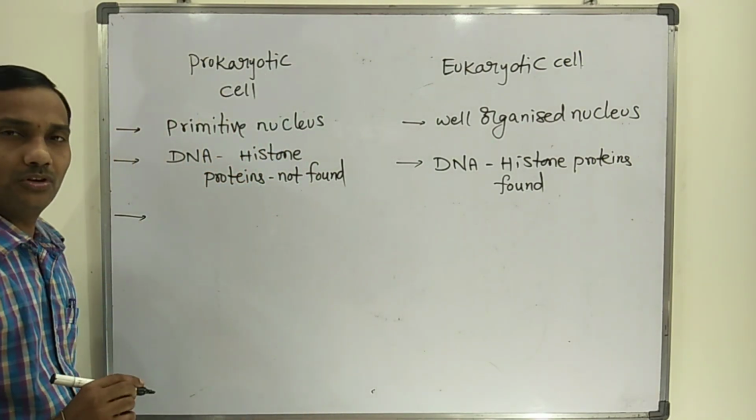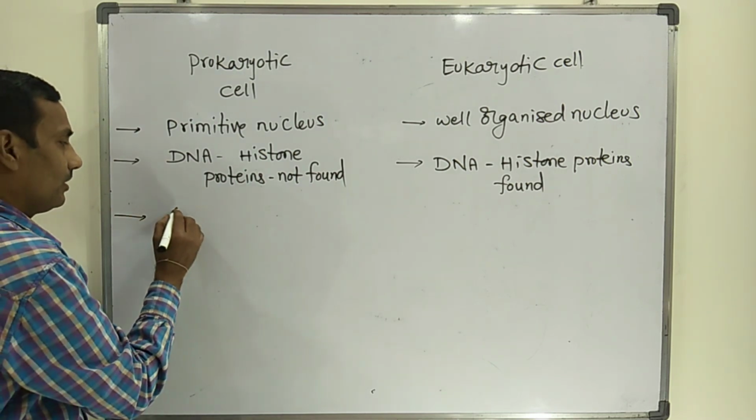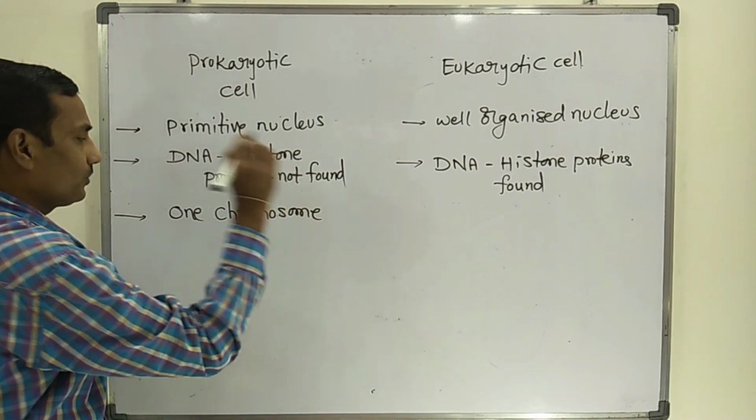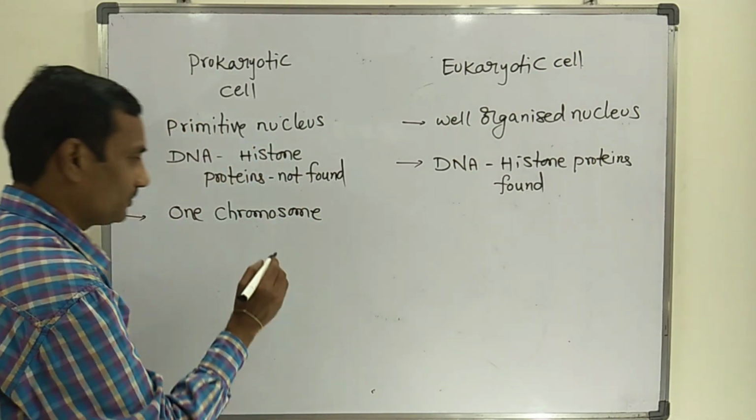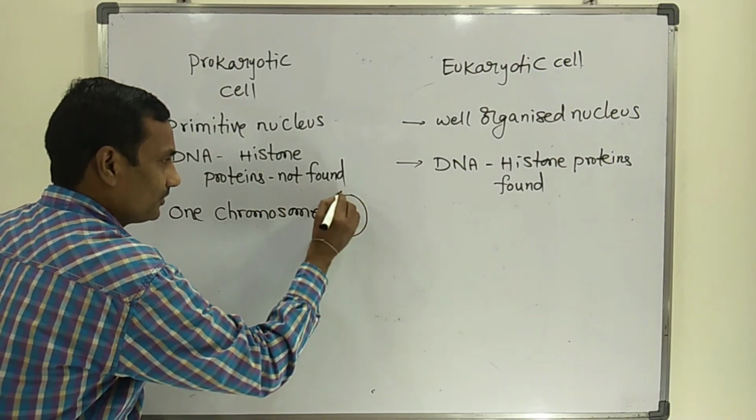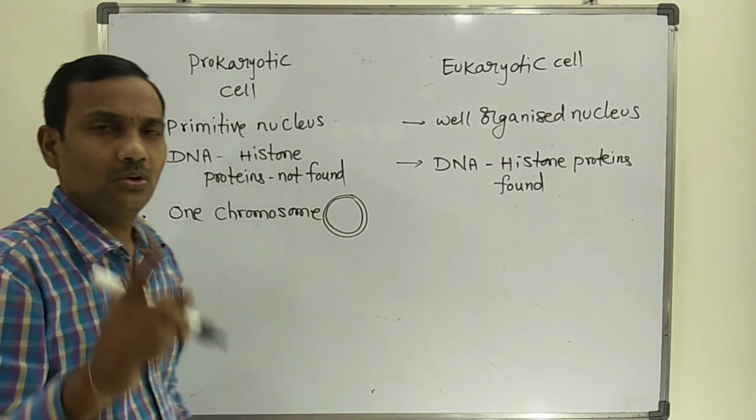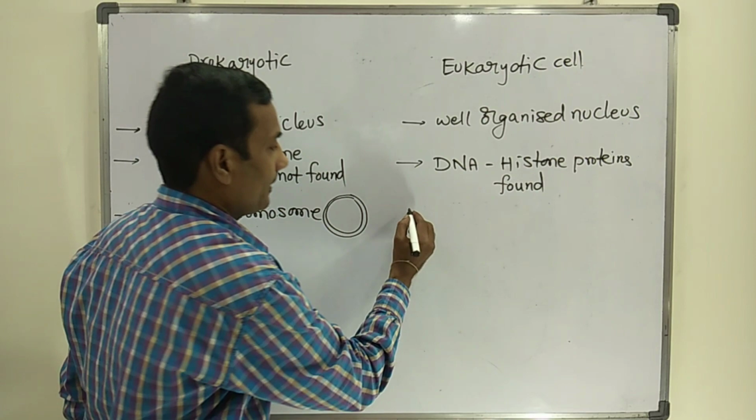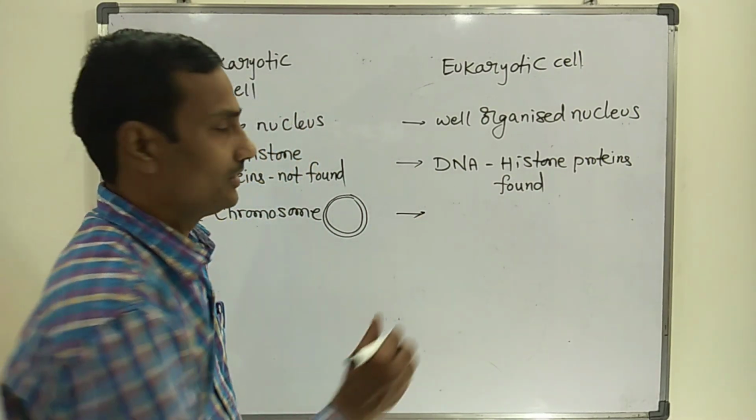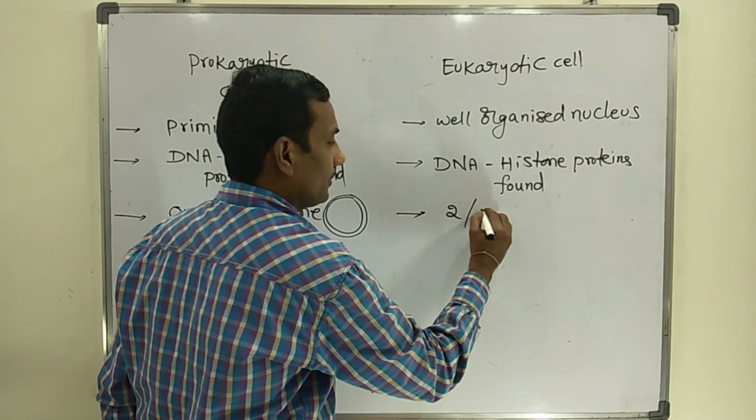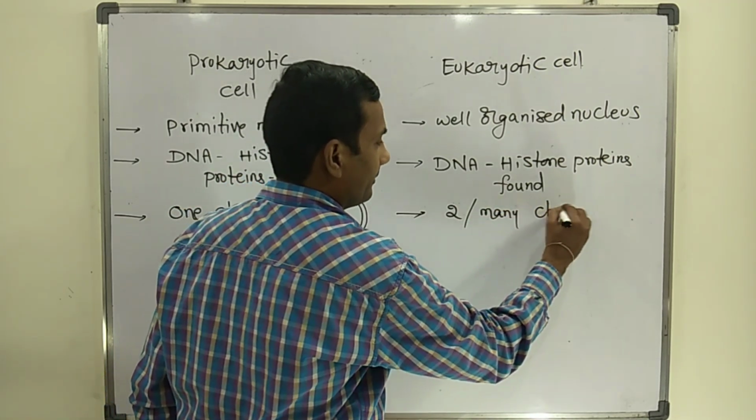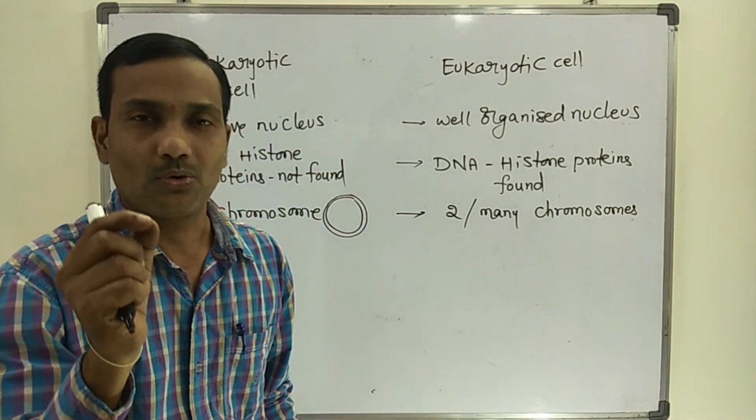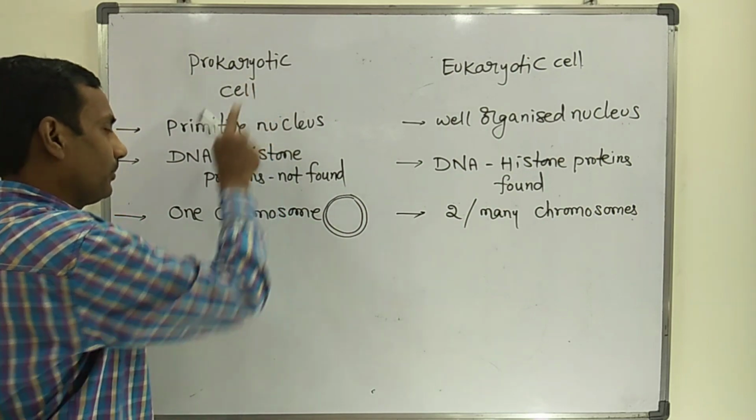One more important point about the prokaryotic cell: only one chromosome is found in a prokaryotic cell. The speciality of that chromosome is that it is circular. A single chromosome is found in a prokaryotic cell. Whereas in a eukaryotic cell, two or many chromosomes will be there. So the least number of chromosomes means it is a prokaryotic cell.